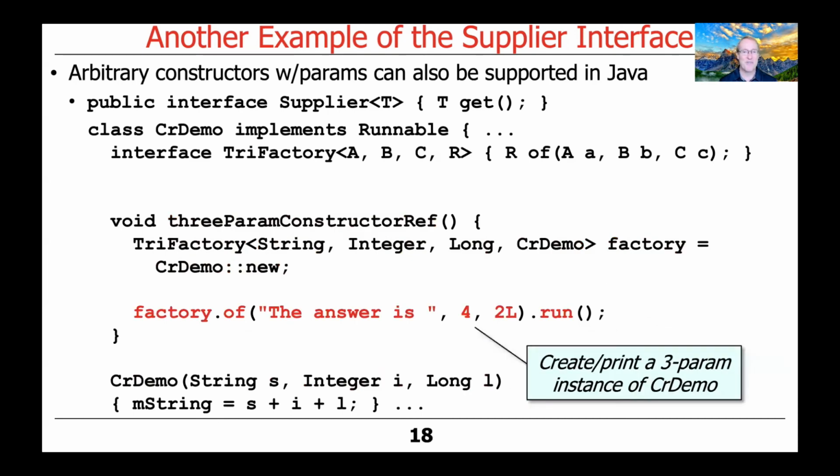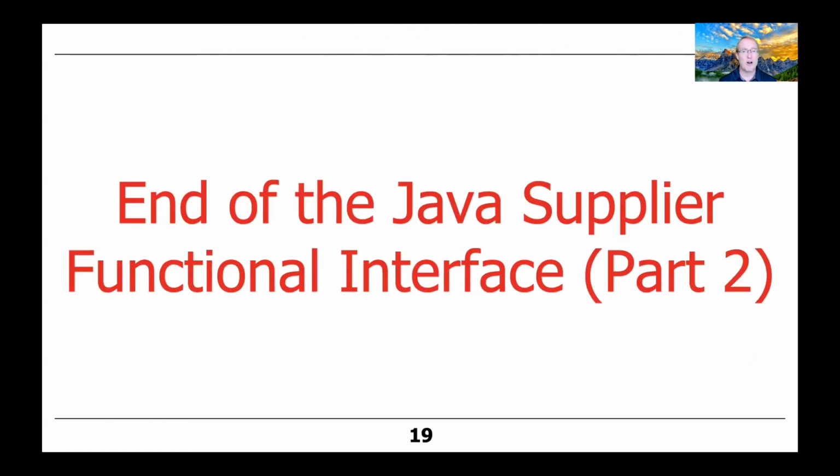Then we can use the factory local variable to say factory.of and pass in a string, which reads "the answer is". Then we pass in the value 4, which is an integer, and the value 2, which is a long. So that'll go ahead and print out that the answer is essentially 42, which is the meaning of life, the universe, and everything. This is illustrating how we can use the TriFactory mechanism, which is just an interface we designed ourselves, in order to showcase the ability to support arbitrary numbers of parameters to constructors. So that's the end of part 2 of our discussion of the Java Supplier functional interface.